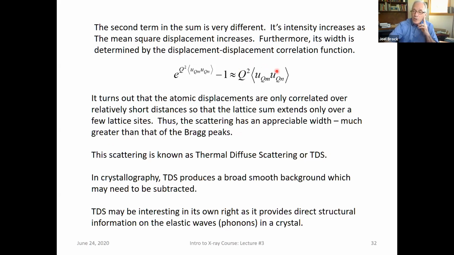In principle, you can calculate all this by calculating the vibrational modes, the phonons, and doing detailed calculations to get what the thermal diffuse scattering is. In our case for crystallography, it gives you a very broad, smooth background, which may need to be subtracted. It's relatively easy to subtract because it's so broad and smooth. You can look at each Bragg peak and find the sharp part and then see the diffuse background. And it's typically done many orders of magnitude from the Bragg peak, so it isn't that big a deal to get rid of. It can be interesting in its own right, as it gives you direct structural information on the elastic waves or phonons in a crystal.